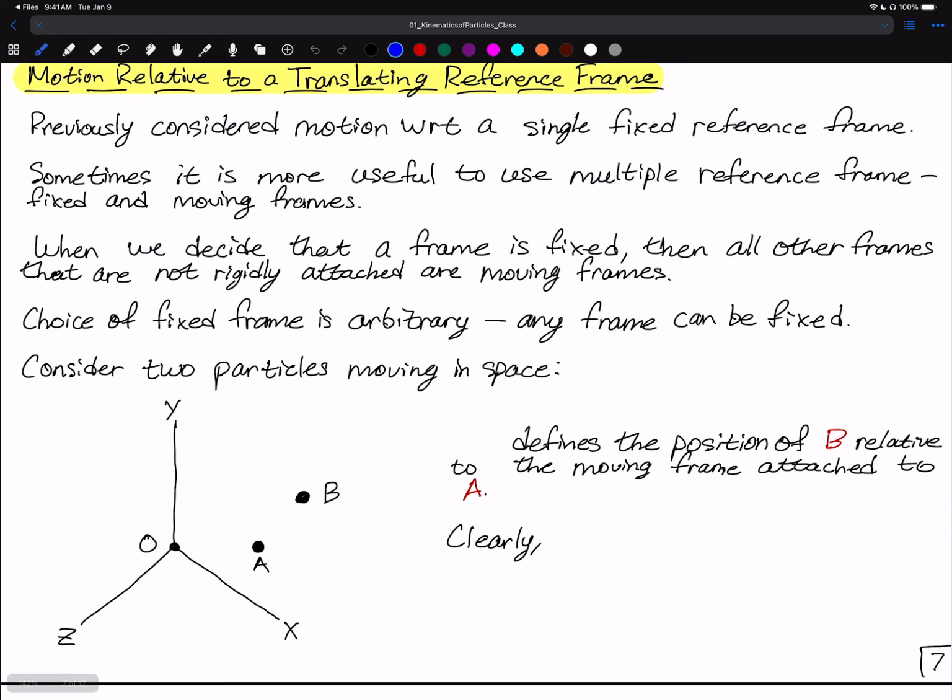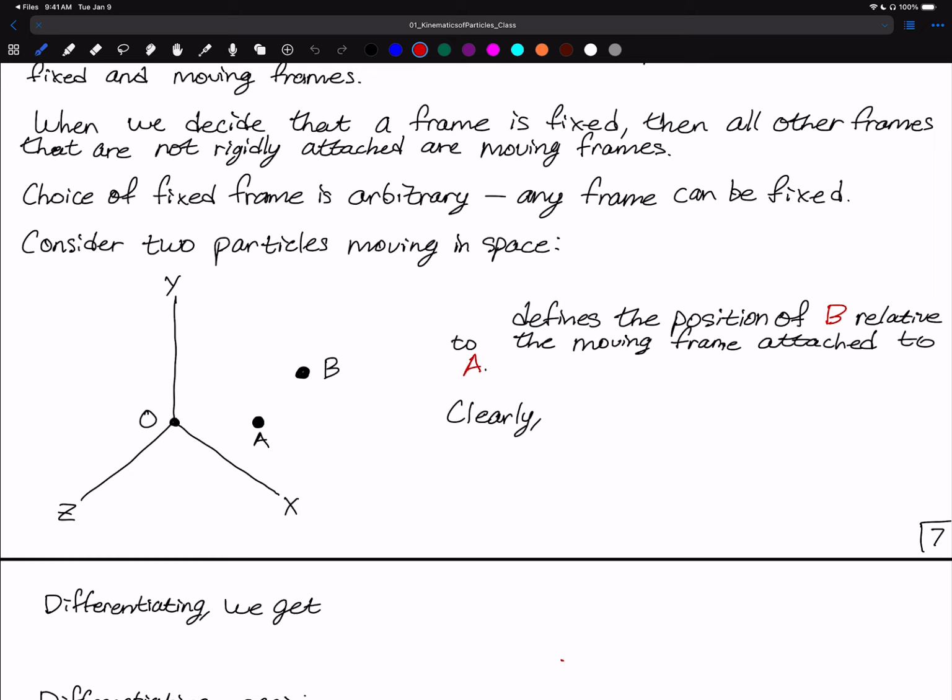Okay, we're going to consider here two particles that are moving in space. We have particle A and particle B, and we've drawn the origin, and we have a fixed reference frame shown here. From our reference frame, from the origin, we're going to draw our position vectors. Well, actually, first, we're going to start by attaching a moving reference frame to particle A. And we'll call this y prime. Let me align these. x prime and z prime.